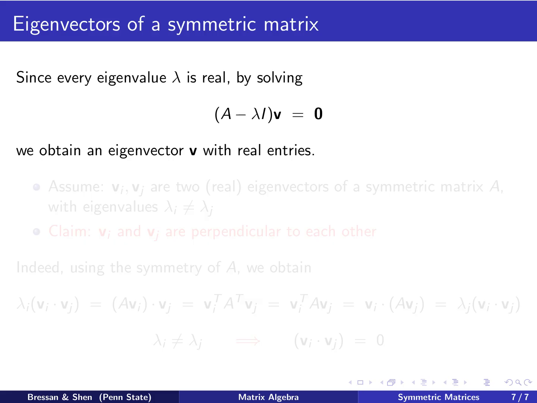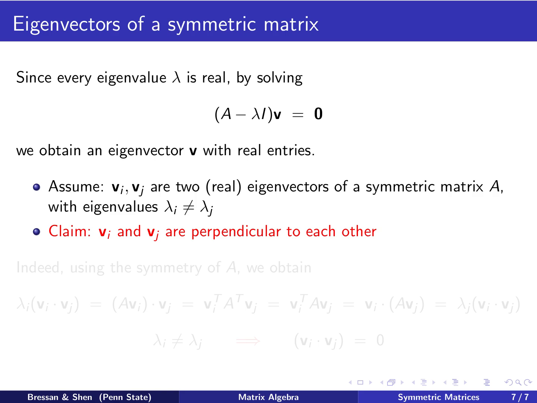Now let's look at properties of eigenvectors of a symmetric matrix. First, we have shown already that all the eigenvalues are real. Then, by solving the system A minus lambda identity times V equals 0, that's how you find the eigenvectors. If all the entries here are real, then the eigenvector V will also have only real entries, because in this solution there's no way you will create any complex number with a non-zero imaginary part.